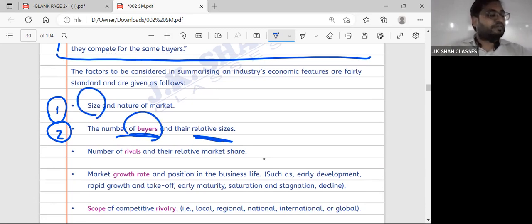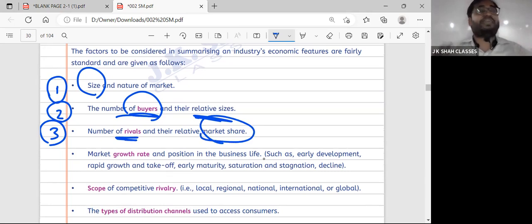Number two, very important point, number of buyers and their size. Number of buyers means what? Whom you are trying to sell to, B2B or B2C. B2C, very big market. B2B, few customers, but large quantity. You all understood? This is how you should think. So B2B or B2C.